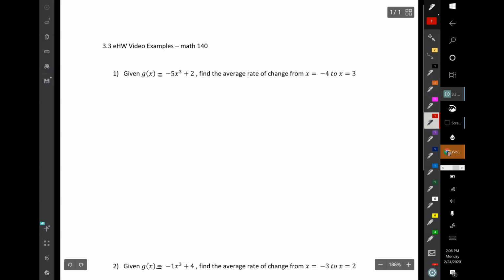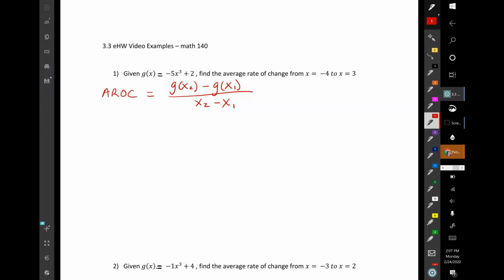I'm going to write AROC, for average rate of change, is going to be my first or second, it doesn't really matter. Usually we write g of x sub 2 minus g of x sub 1, all divided by x sub 2 minus x sub 1. Again, it doesn't really matter which one I call which.